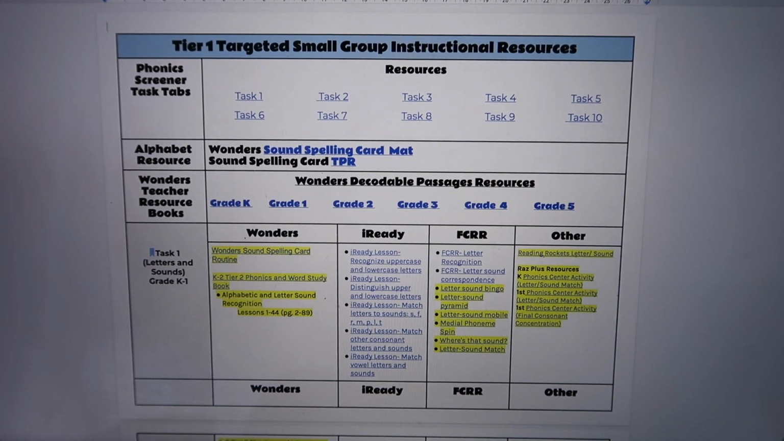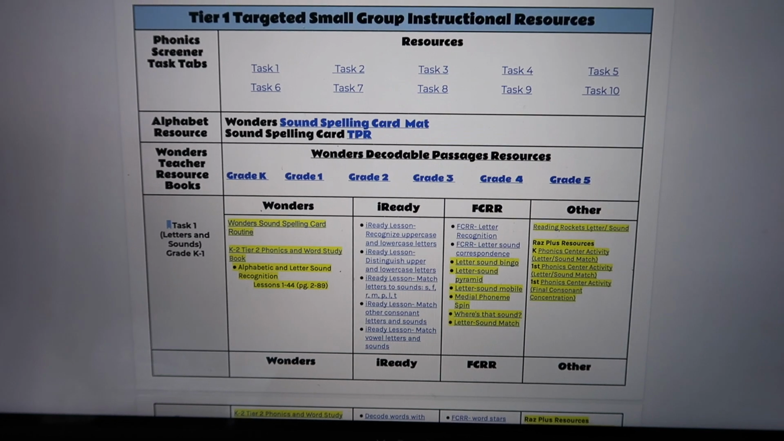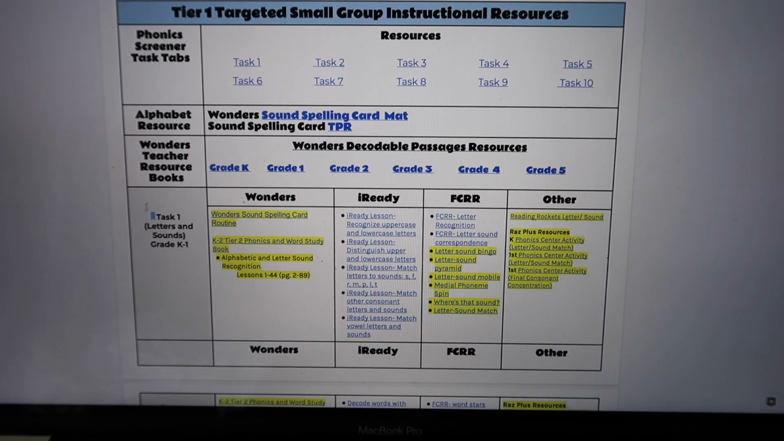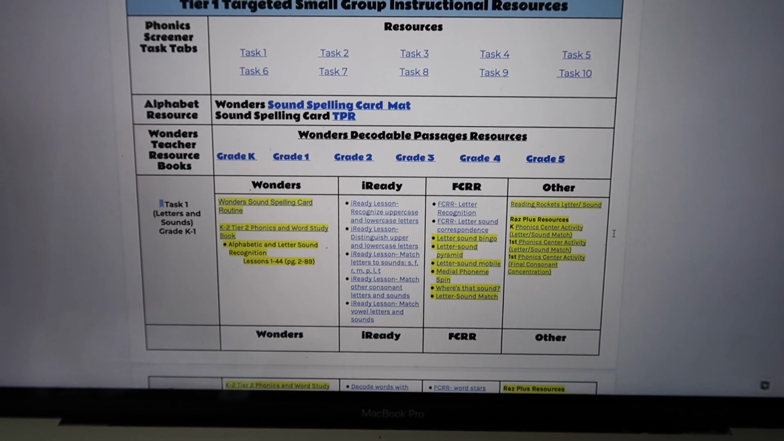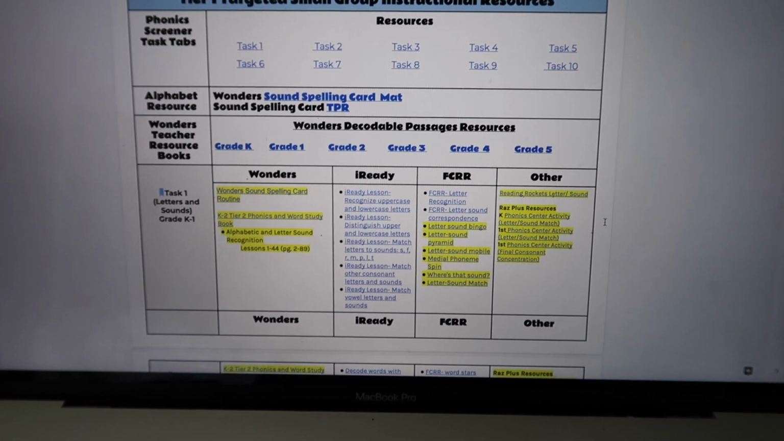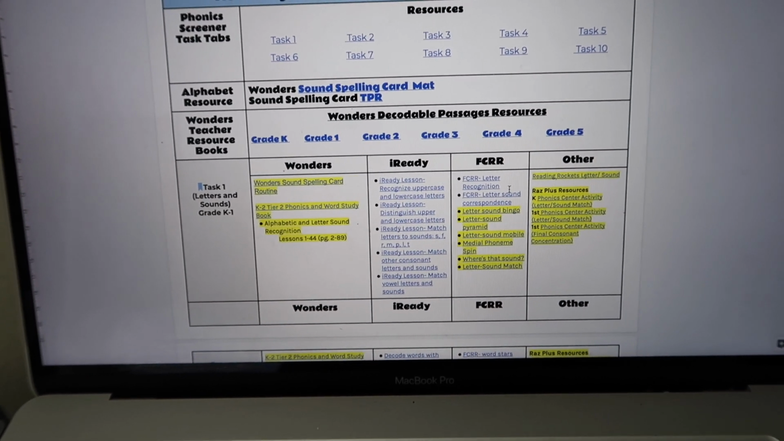I wish I could share this with you guys, but I can't. This was created by my district. But what we have is an instructional resource guide, which has different resources for each task. So for example, if your student is struggling with task 1 and you have them in a small group, then these are all of the different lessons that we have available to us through our district. So things like Wonders, iReady, we have things that we can click on and they link directly to the lessons that we can print out.